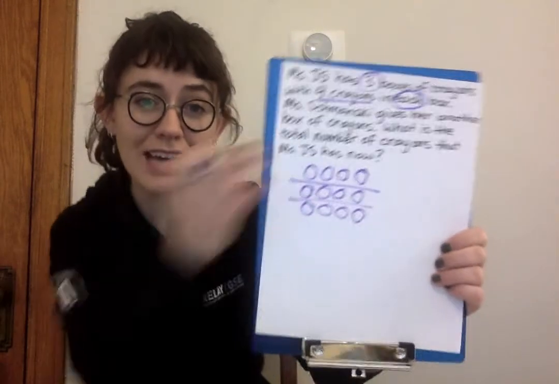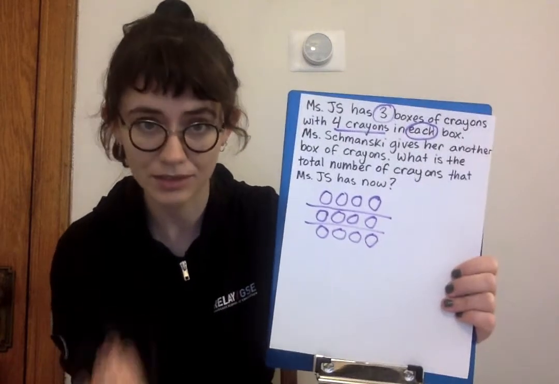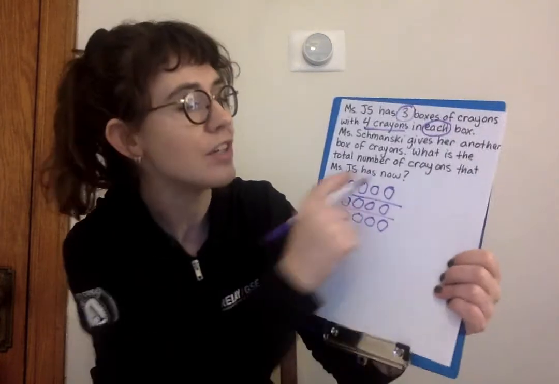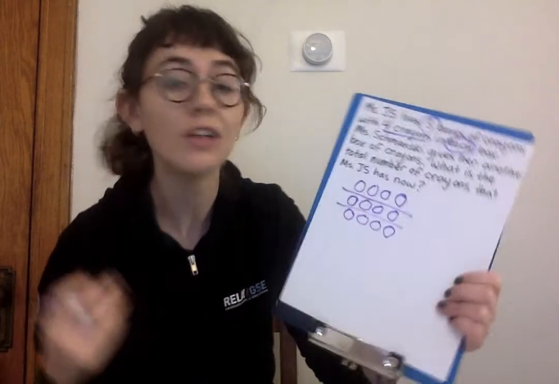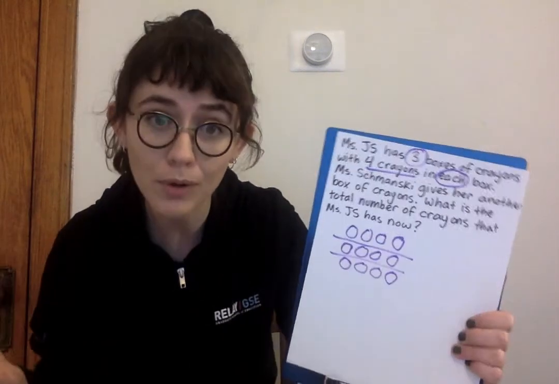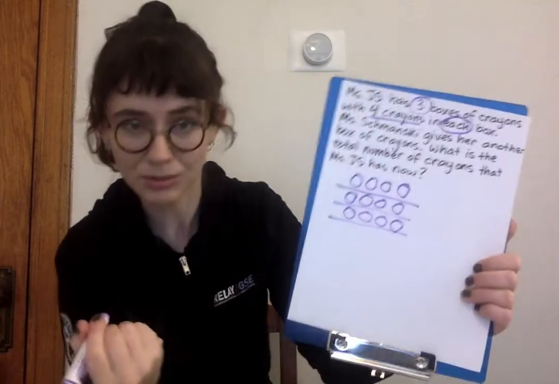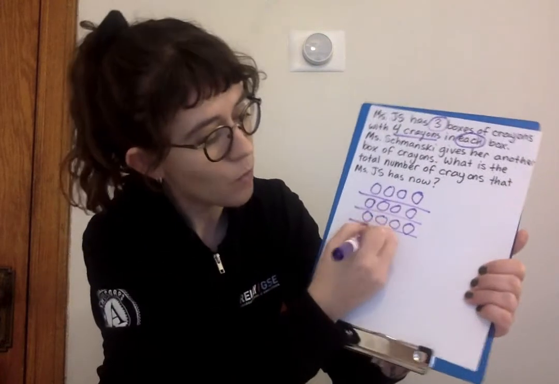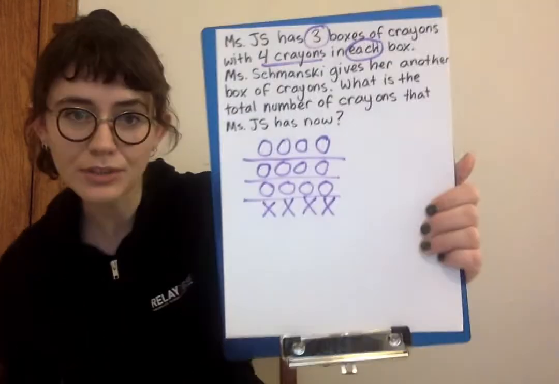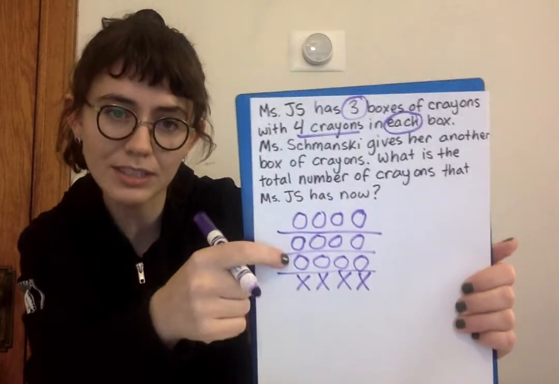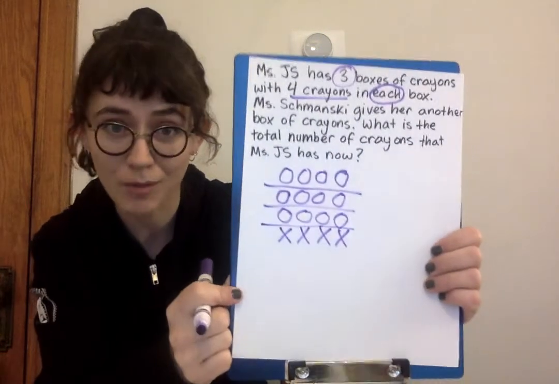But then it says in the problem that Miss Szymanski gave me another box of crayons, right? I know that from the beginning of the problem it said that there's 4 crayons in each box, so that means Miss Szymanski gave me 1 more group of 4 crayons. So just to show that it's different, I'm going to draw this one in X's. Watch. 1, 2, 3, 4. And so this picture shows me that I started with this many crayons, and then she gave me this many. And so now I need to find out my total.